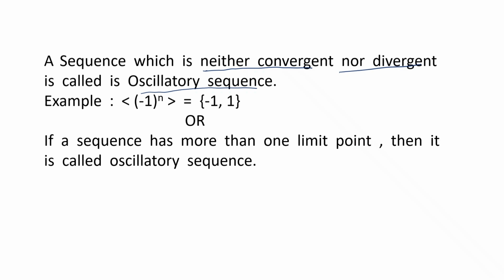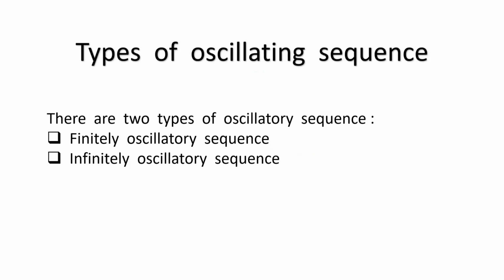The sequence of (-1)^n has the range set {-1, 1}. It is neither convergent nor divergent. So the sequence of (-1)^n is an oscillatory sequence. If a sequence has more than one limit point, then it is called an oscillatory sequence.